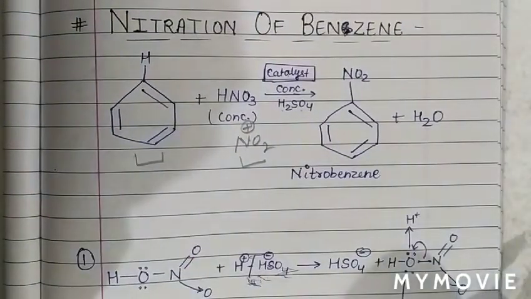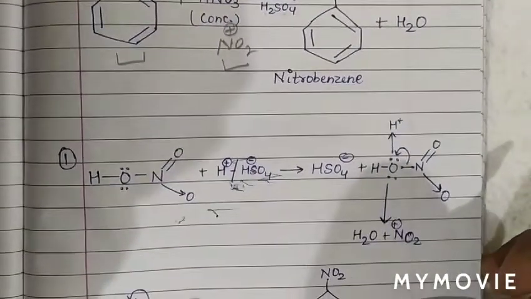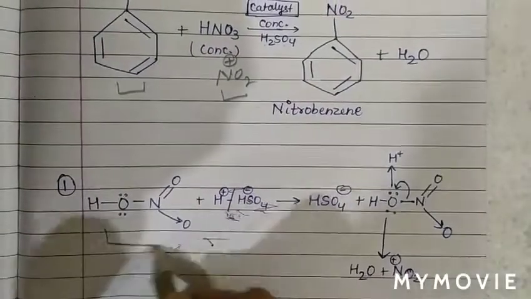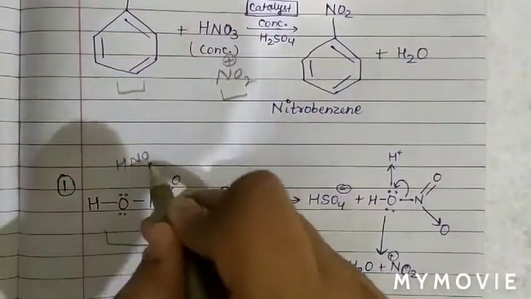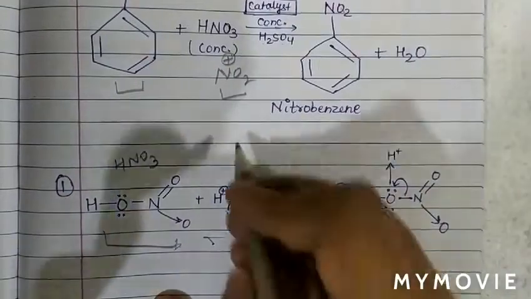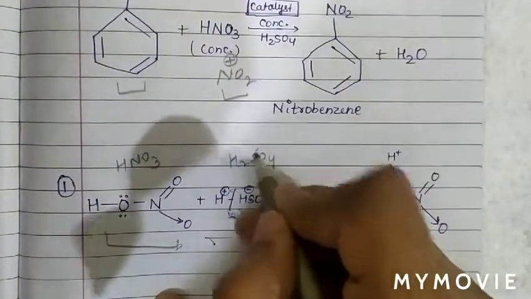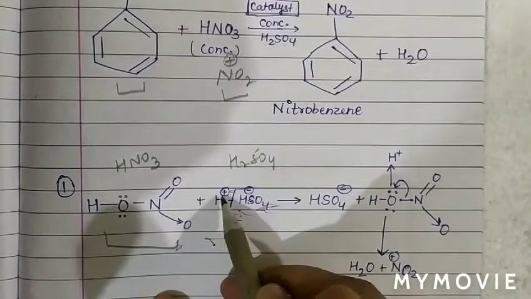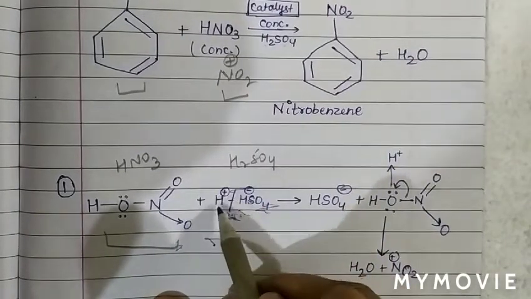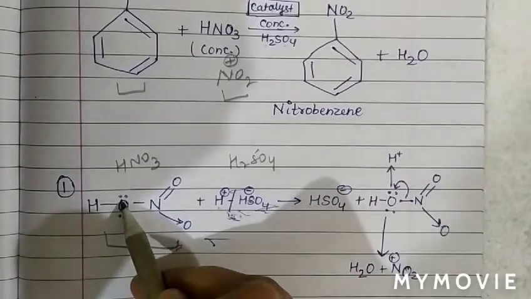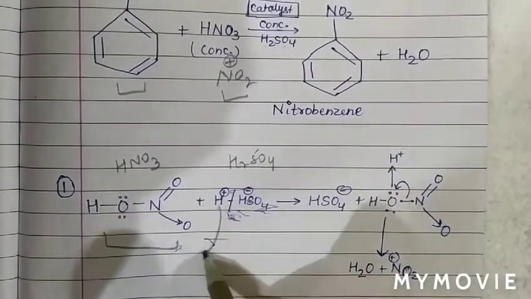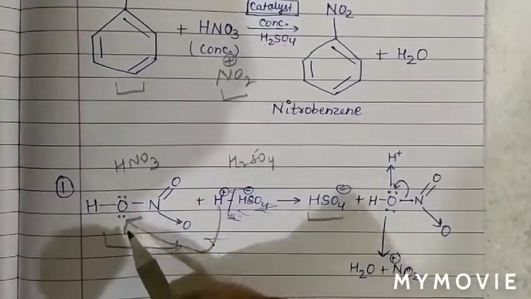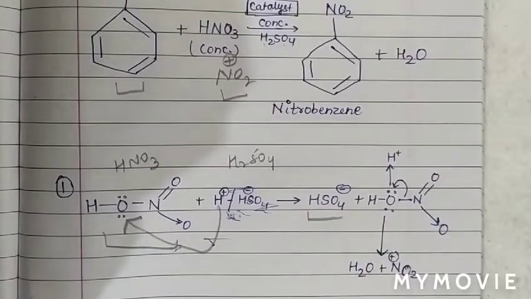Now see the mechanism. What happens? As we can see, the first step is the generation of the electrophile. This is HNO3, and this is H2SO4. So basically H2SO4 breaks into H plus and HSO4 minus. Now this H plus is electron deficient and this oxygen atom is electron rich. So this H plus will attack on the oxygen atom.